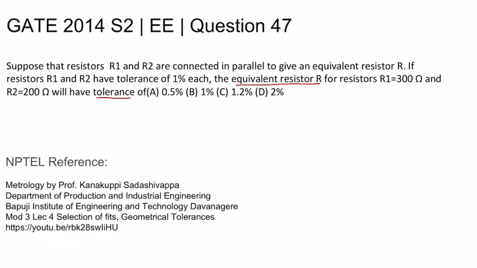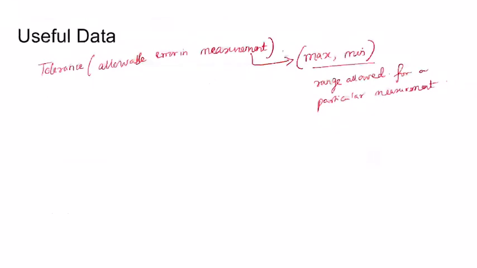Coming to the useful data, the definition of tolerance is very important. It is the allowable error in measurement. The maximum and minimum range is specified which is allowable for a particular measurement. Now R1 is given as 300 ohms, R2 as 200 ohms, plus or minus 1%, that is the tolerance, that is the uncertainty in measurement.